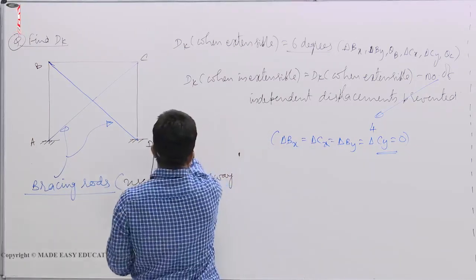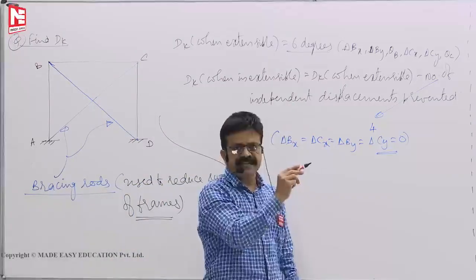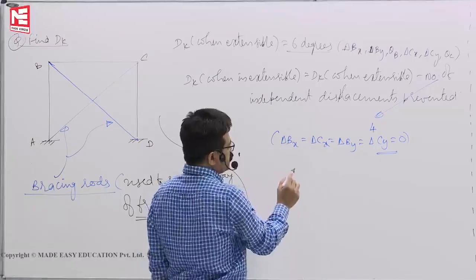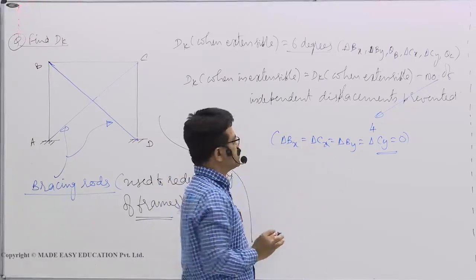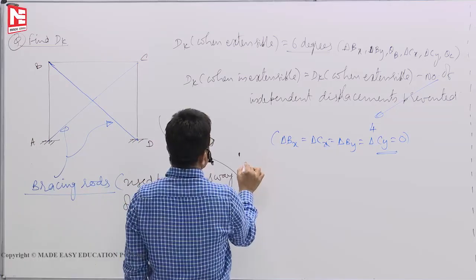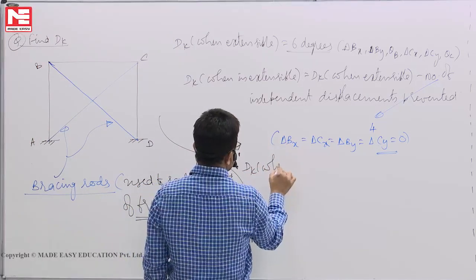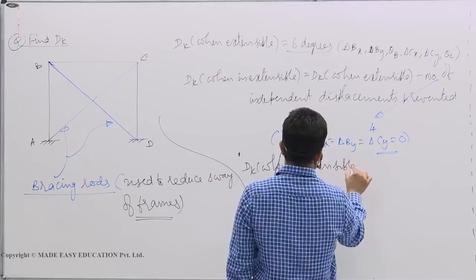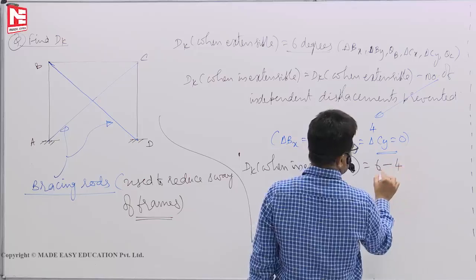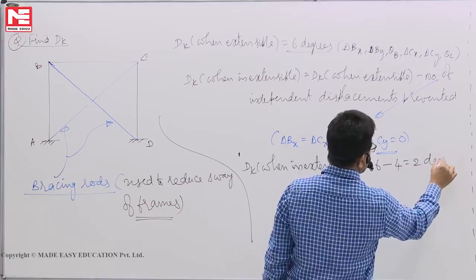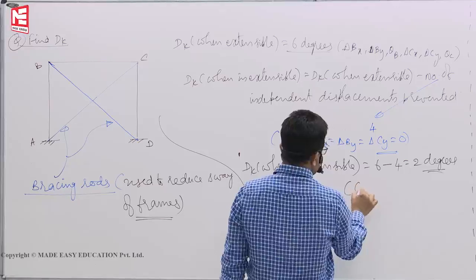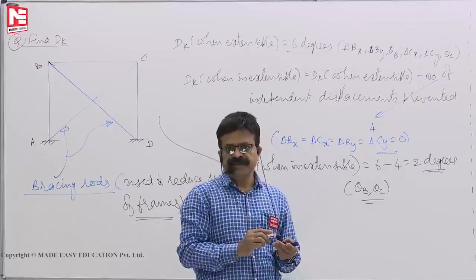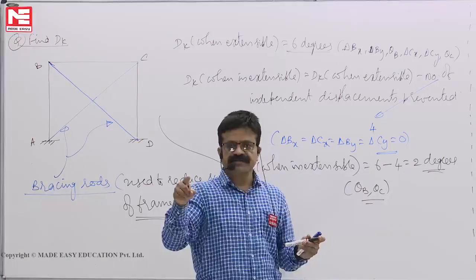That means if bracing rods are there and members are inextensible, only rotations are possible but not the displacements. So you will get Dk when extensible and when inextensible. Extensible case is 6, displacements prevented are 4, so 2 degrees you will get. What are those? Theta B, theta C. Without elongating the member, they can rotate.